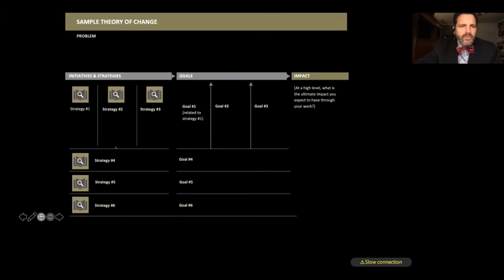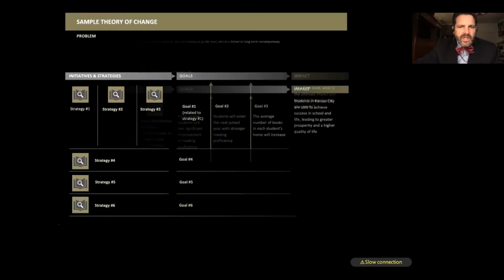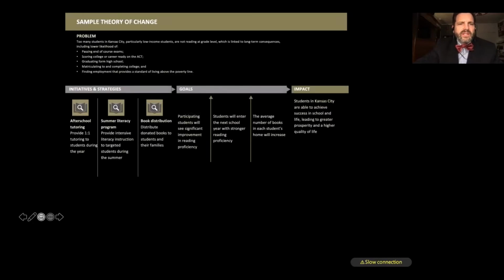We don't have time to go through this in detail. I have another slide here that kind of fills this in. It's basically an after-school program in Kansas City that hopefully will ultimately have initiatives like after-school tutoring, summer literacy programs, book distribution. Students will be participating in reading programs, and students will enter the next school year with stronger reading proficiency. So these are the goals of the specific initiatives and strategies, and ultimately the impact. Students in Kansas City are able to achieve success in school and life, leading to a greater prosperity and a higher quality of life.